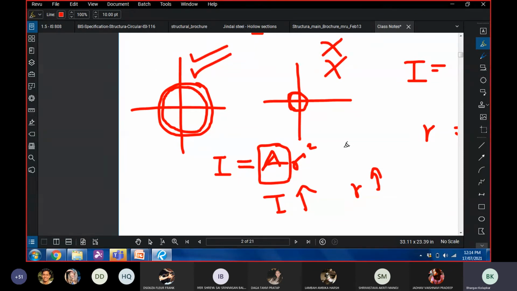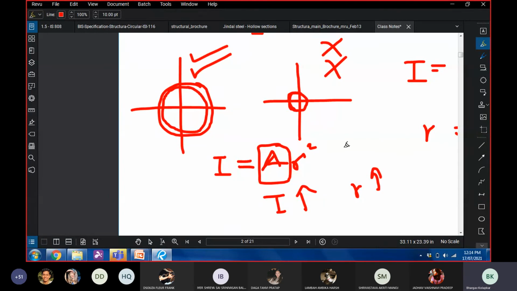Long story short, the objective is to put the material as far as possible from the centroidal axis, or from the bending axis, or from the neutral axis. The farther the material, the better is going to be the section modulus, the better is going to be the radius of gyration, and hence you will need a lighter material, you will need a lighter section.